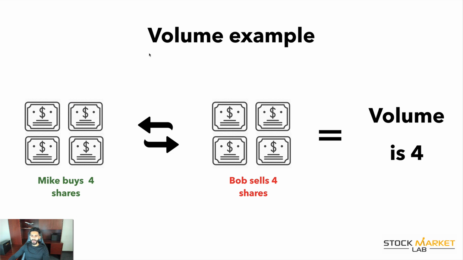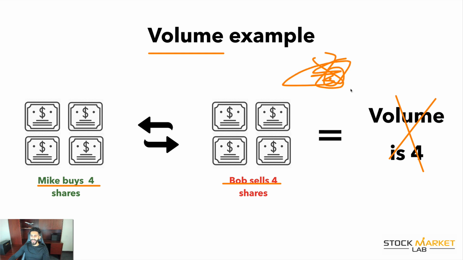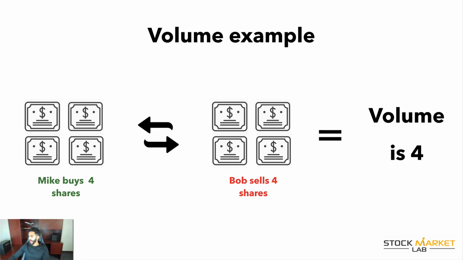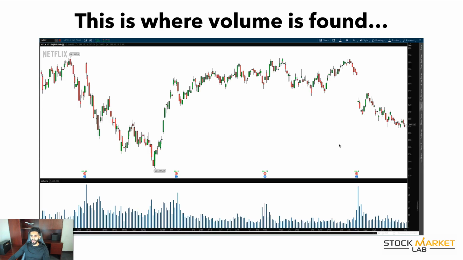Right? Because remember, volume represents the total amount of shares traded. So how many shares were traded here? 4, not 8. Mike, once again, bought 4 shares. Bob sold 4 shares. So the total volume is 4. A lot of people, once again, get this confused and think it's 8. But in reality, it is not 8. It is 4.